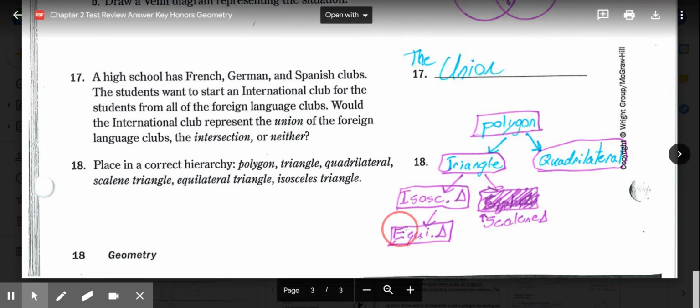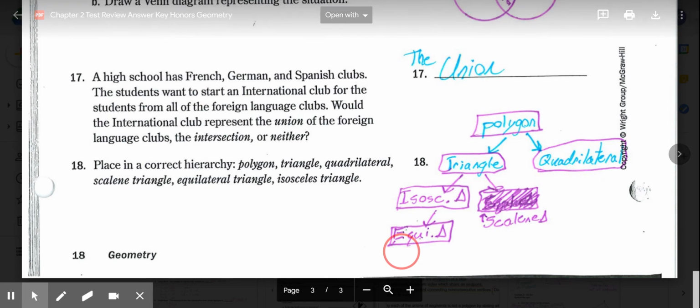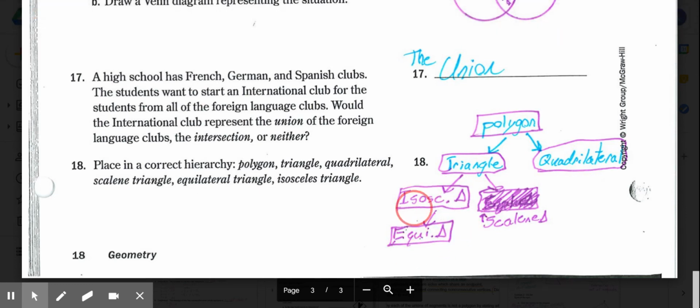And then an equilateral triangle is a special type of isosceles. So equilateral would go underneath the isosceles triangle in our hierarchy. So the way we could read this hierarchy would be equilateral triangles are special types of isosceles triangles, which are a special type of triangle, which are a special type of polygon. So the hierarchy starts with the most general or broad term, and then as you work your way down, you are getting more specific or special types.